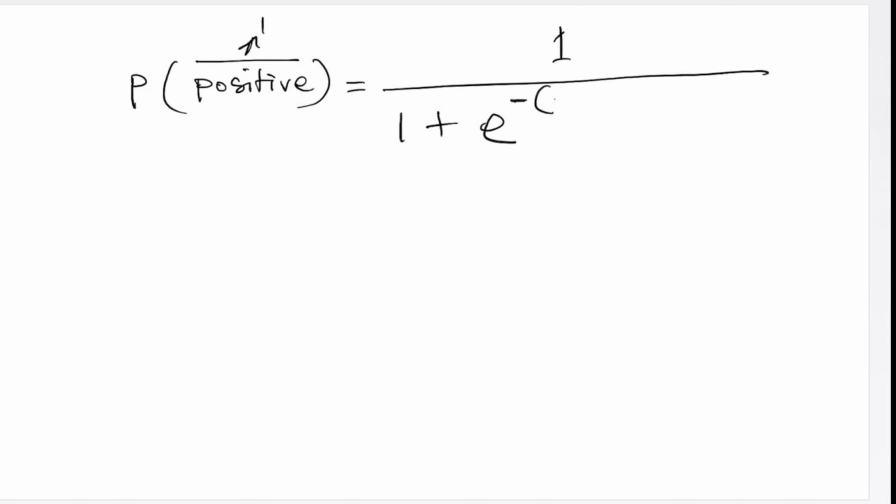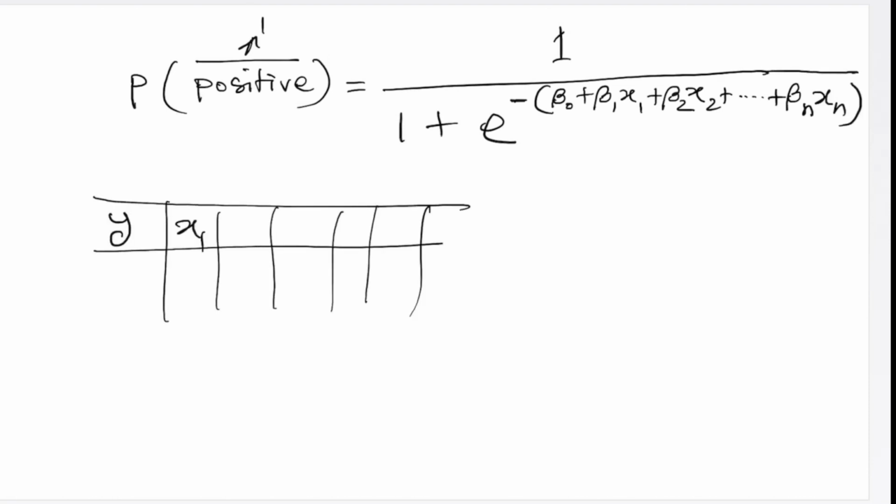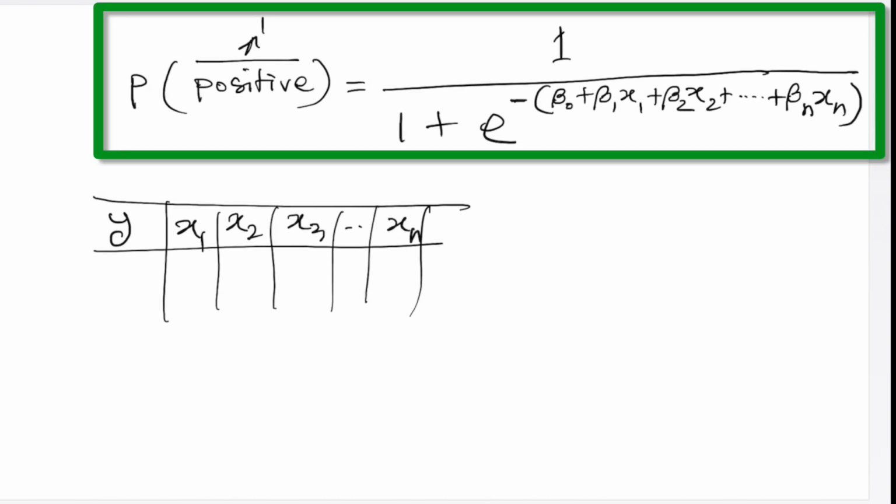So the general equation would be beta naught plus beta 1 x1 plus beta 2 x2 plus dot dot dot plus beta n xn. That means if your data has n plus 1 columns, then you will be using this particular equation.